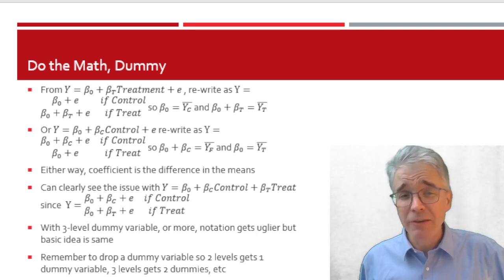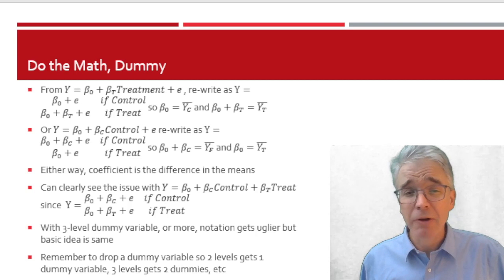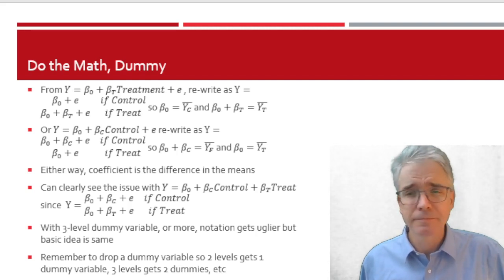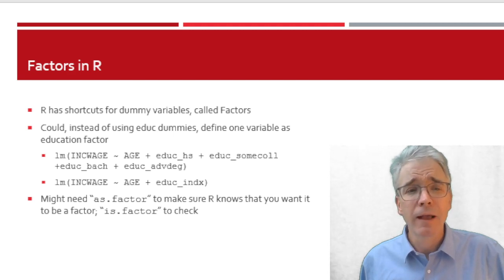That generalizes for dummy variables with multiple categories. If I had dummy variables for which of the 50 states a person lives in, I would put 49 dummy variables into the regression, but omit one of them. R calls these factors rather than dummy variables.